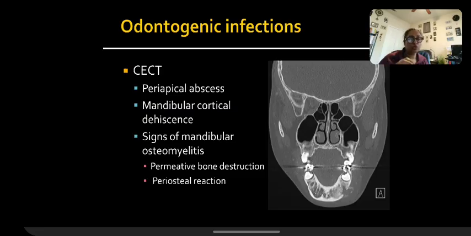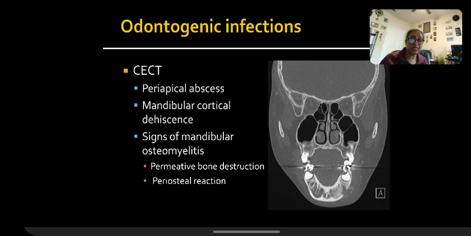So we'll start with how it looks on CT. You will see dental caries or periapical abscess. You will see the mandibular cortical dehiscence, and you can see evidence of mandibular osteomyelitis. So how does it look? Permeative osteolytic destruction. If it's more chronic, you can see sclerotic changes. You will see periosteal reaction.